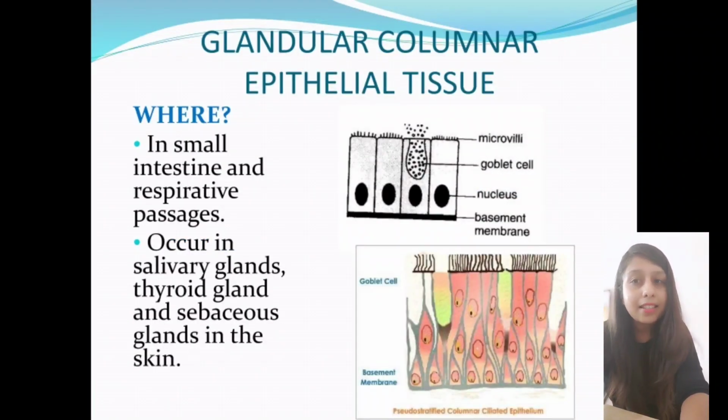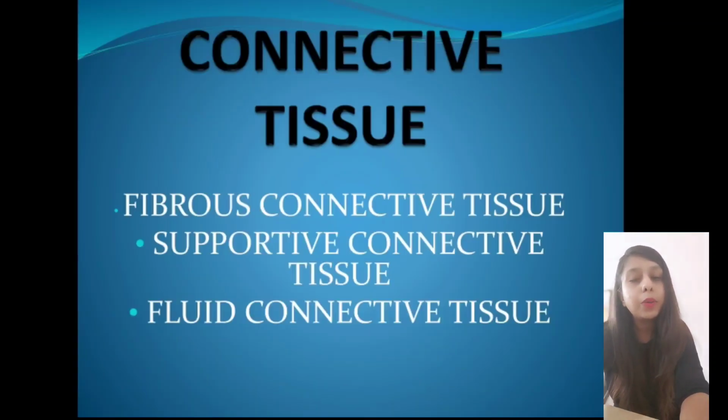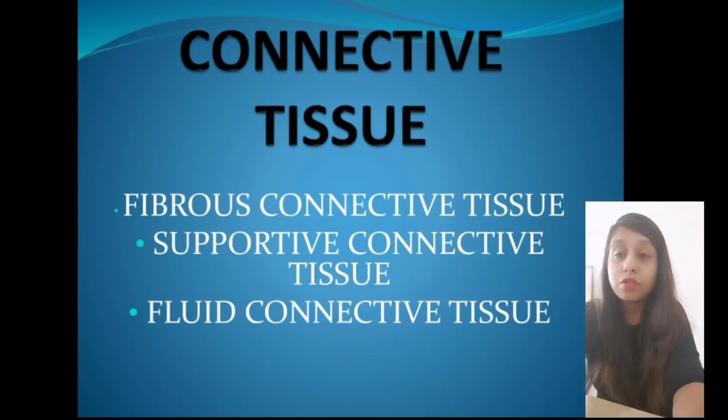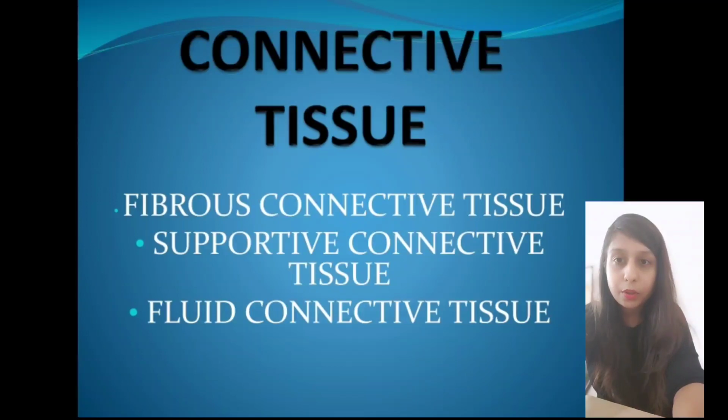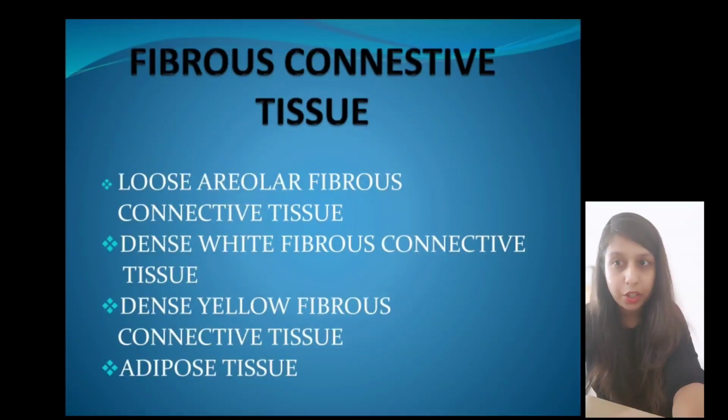So next we are going to start the connective tissue. I hope you understood the epithelial tissue very well. So now students, the connective tissue. It is basically of 3 types: fibrous connective tissue, supportive connective tissue and fluid connective tissue. So first we are going to start with the fibrous connective tissue.